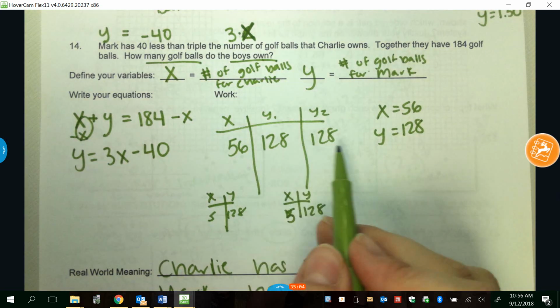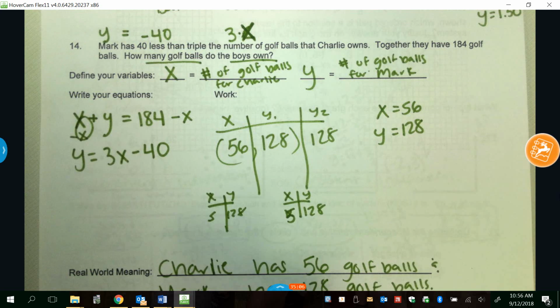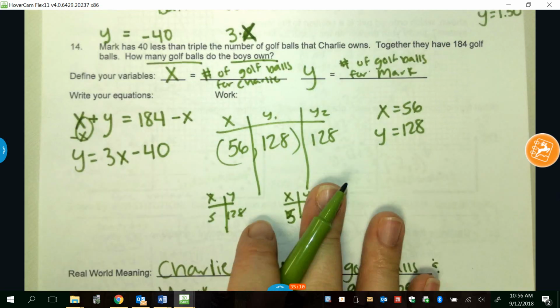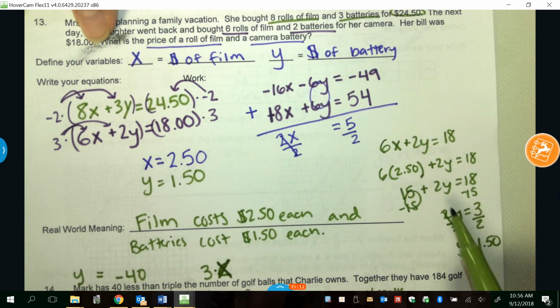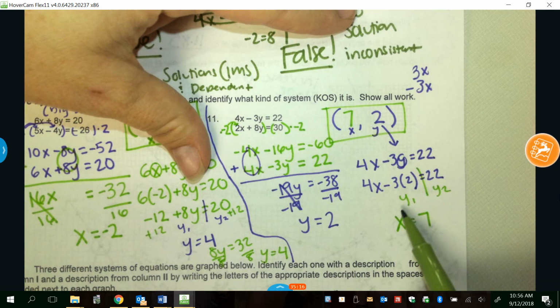So remember, anytime y1 and y2 match, the x, y is your answer when you're looking for a solution. Okay? Now, the difference, though, is on these, when we're looking here at y1, y2, it's always just where they match, the x is your answer. Okay?